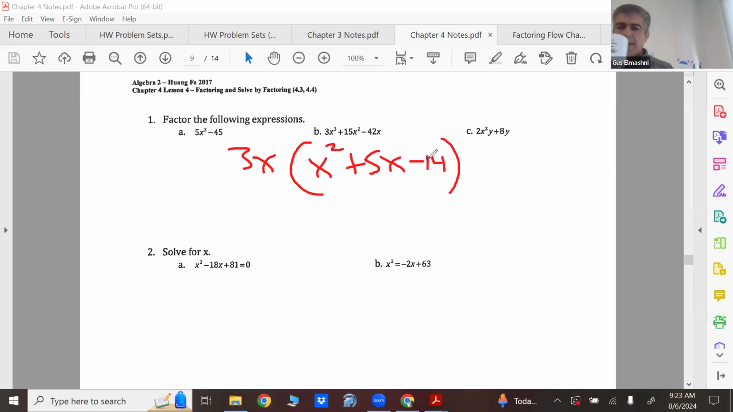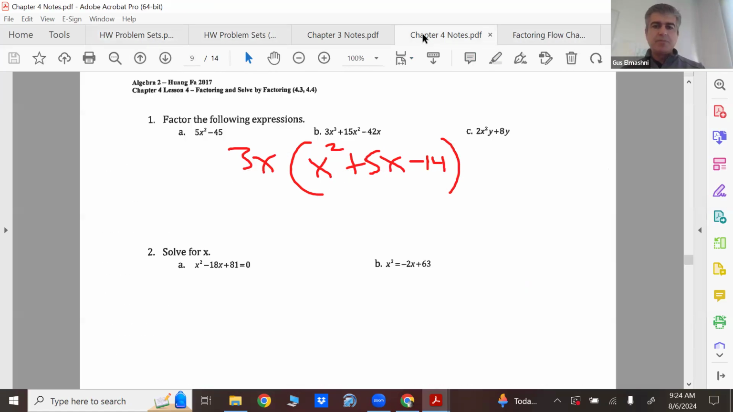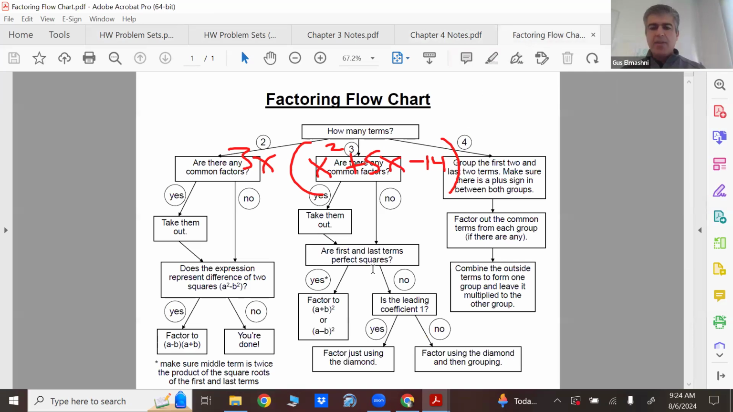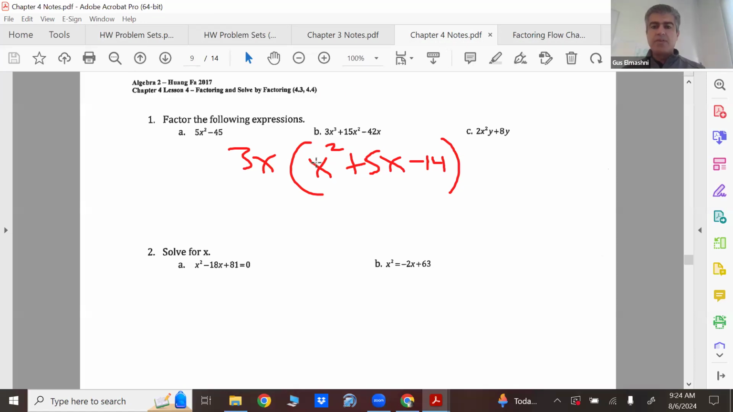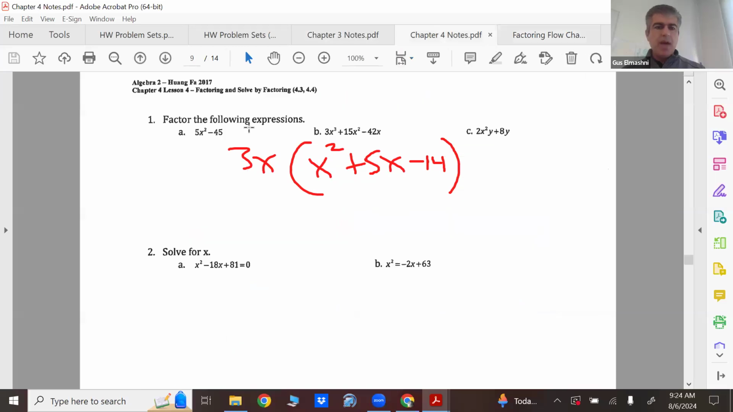Okay. Now, the next part of the flowchart says, are the first and last terms perfect squares? They're not, because 14 is not a perfect square. Because there's a special kind of factor that goes with that. Is the leading coefficient 1? It is, because you just have x squared. So then you just factor using the diamond. The diamond, because you guys have done CPM, so you should be pretty comfortable with that.